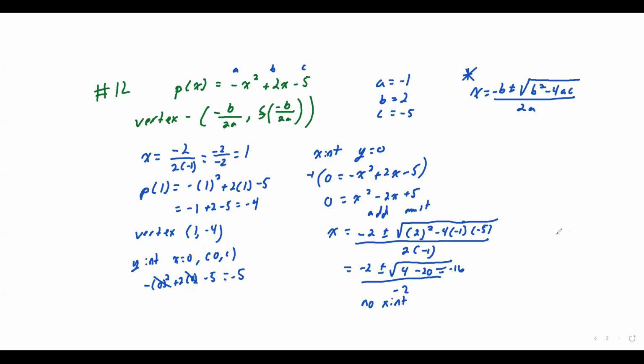So then when I come over here to try to graph it, start with the vertex, that is 1, negative 4. Plot the point there. And then my y-intercept is 0, negative 5. 1, 2, 3, 4, 5. And so if I go left 1, down 1, I can go right 1, down 1 as well to keep it symmetrical, because all quadratics are symmetrical.